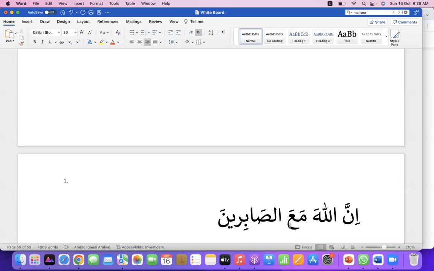Mudaf ilayh. Exactly. Ma is a special mudaf. And you can see this is majroor, right? Sabirina. Okay. So can you translate? Sabirin means patient, the ones who are patient. Can you translate this? Indeed, Allah is with the patient.